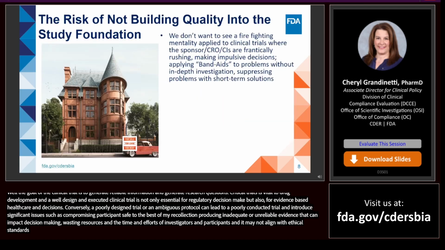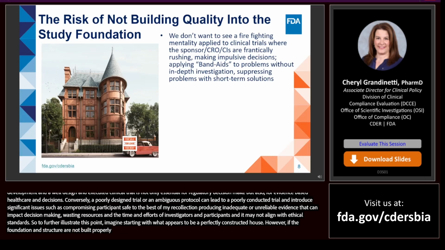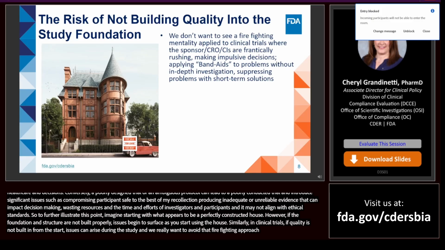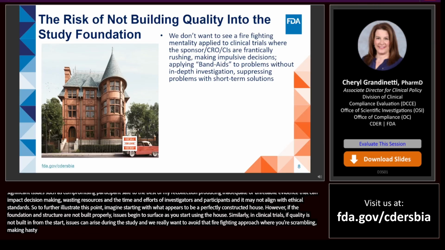So to further illustrate this point, imagine starting with what appears to be a perfectly constructed house. However, if the foundation and structure aren't built properly, issues begin to surface as you start using the house. Similarly, in clinical trials, if quality is not built in from the start, issues can arise during the study. And we really want to avoid that firefighting approach where you're scrambling, making hasty decisions, applying quick fixes without thorough investigation, and addressing symptoms rather than root causes.